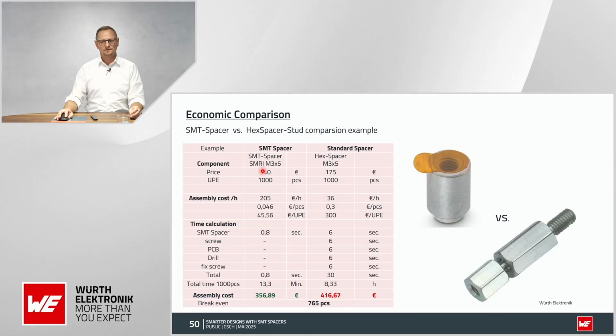The price is much higher than for the standard spacer. This is clear. And the assembly costs are even higher by hours. So you have to teach the machine where to place it and everything. And then it comes to the real assembly process. And if you then count together how long it takes to manually screw together a spacer to a PCB, it takes 0.8 with the SMT spacer, and in total 30 seconds.